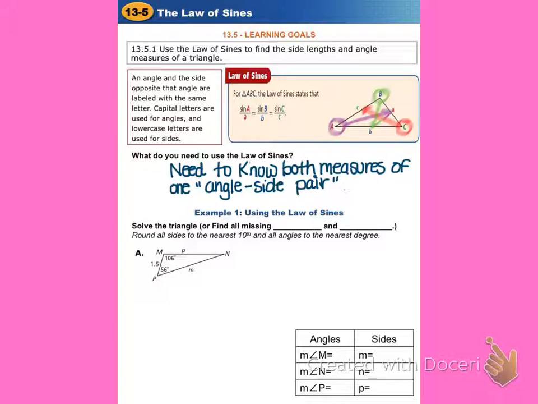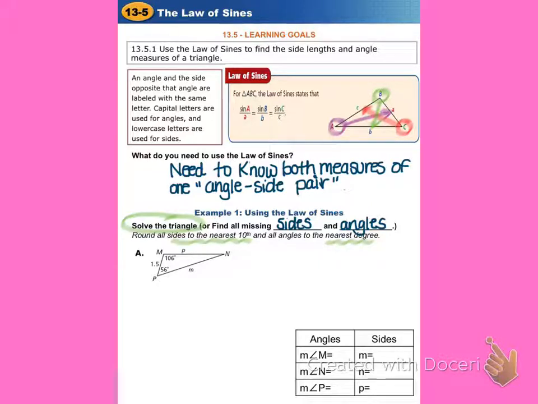Now we usually want to use the law of sines to solve a triangle. And what we mean by solving a triangle is this. It means to find all missing sides and angles so that by the time you're done, you know all three side lengths and all three angle measures. And so we're going to go ahead and start using the law of sines with this example. And when we do this, we're going to round all sides to the nearest tenth, and we're going to round all angles to the nearest degree.